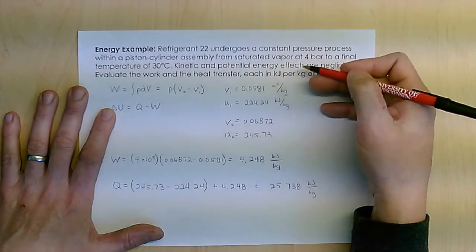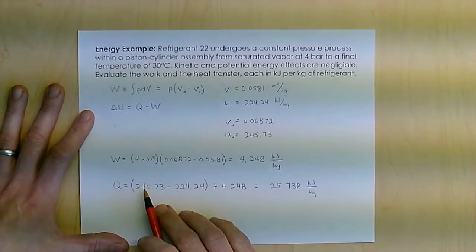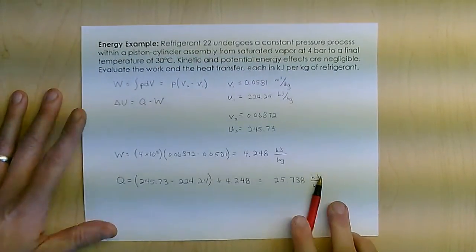So again, using what I know about work, using my first law equation along with the properties that I can look up in the table, given what I'm given here, I can easily find my work and my heat transfer using those equations and properties from the table.